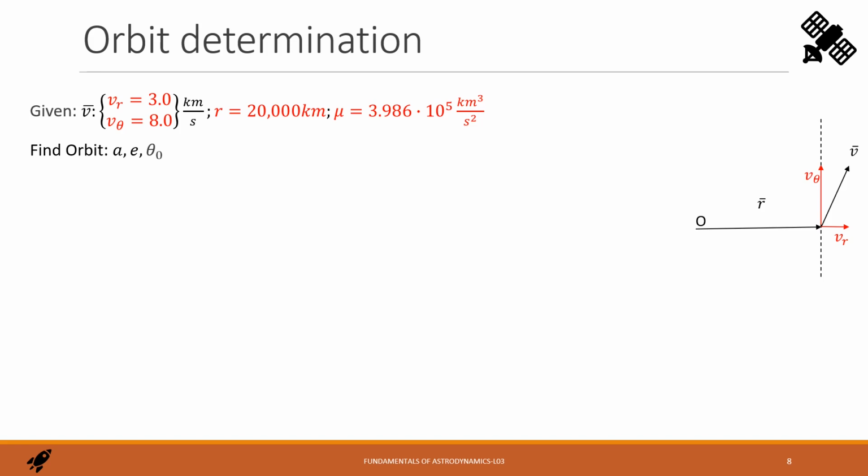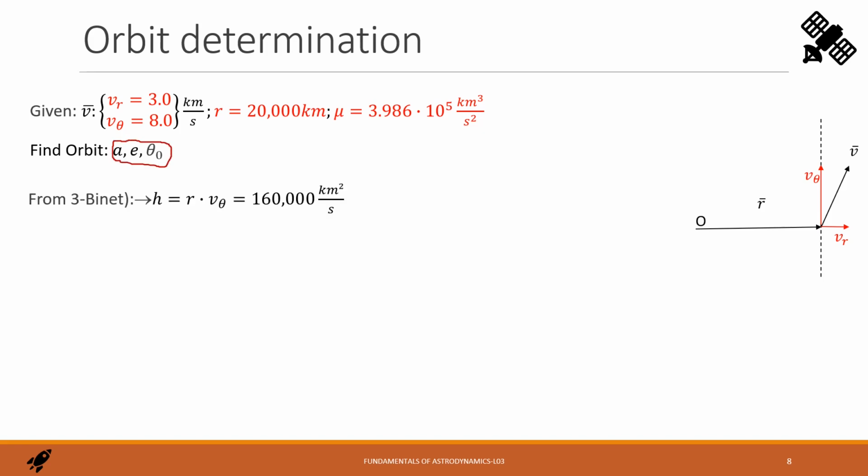Let's see now an application for the orbit determination. We want to run a similar problem as seen in the previous lecture, but using a different procedure. We keep the same distance r, 20,000 kilometers, but we change the velocity vector. Now it is 3 and 8 km per second respectively. Our task is to find A, E and theta 0 as per the previous problem.